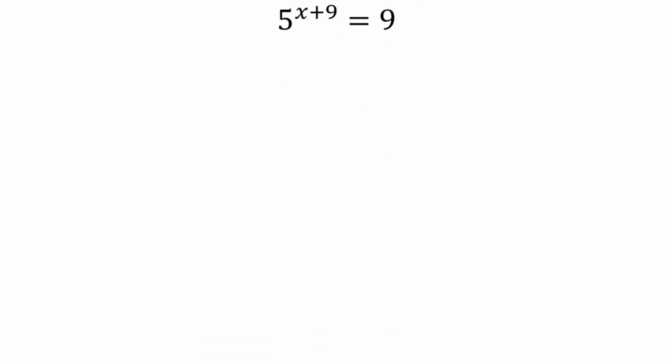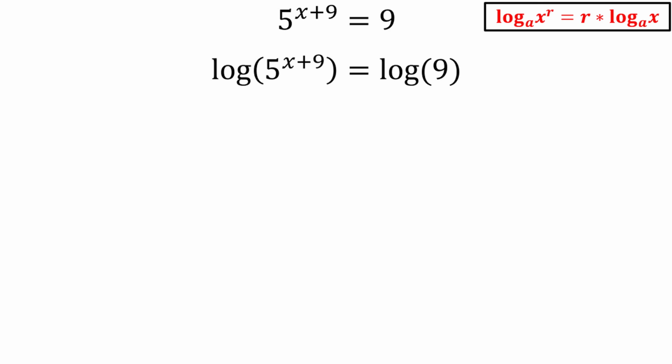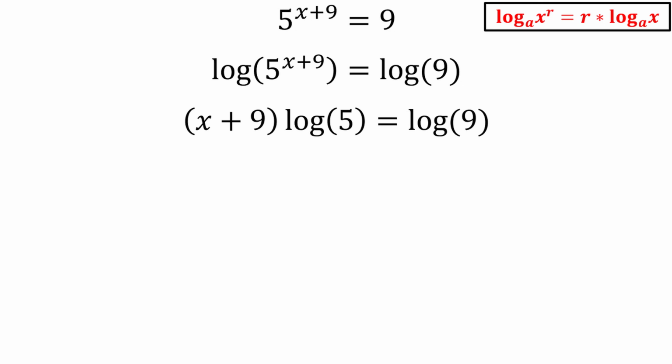How about 5 to the x plus 9 power is equal to 9? Well, this problem has something we want to solve for in the exponent. And remember that the power rule of logs allows us to move the power of an argument from a log out front. Let's apply the log to both sides to get log of 5 to the x plus 9 power is equal to log of 9. Now we can apply the property of logs that says that we can move exponents out front to simplify this to x plus 9 times log of 5 is equal to log of 9.